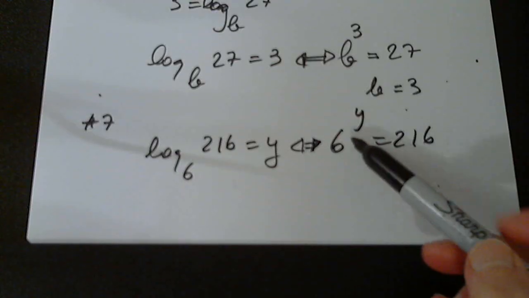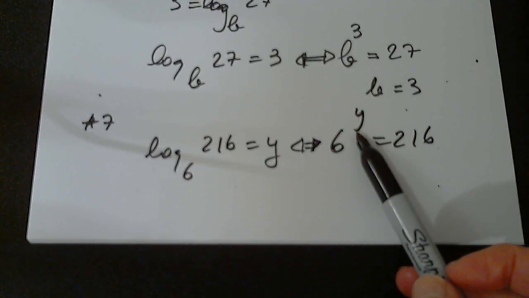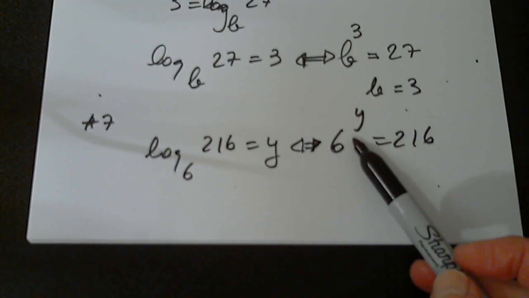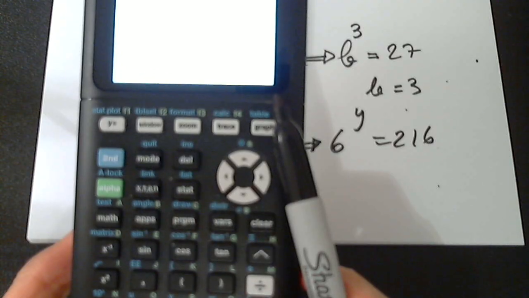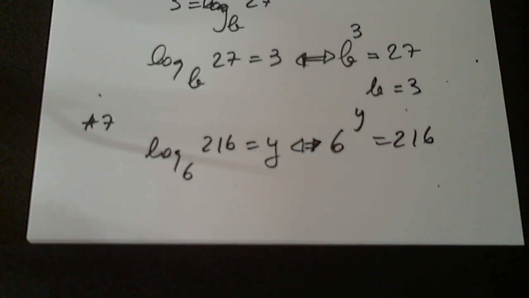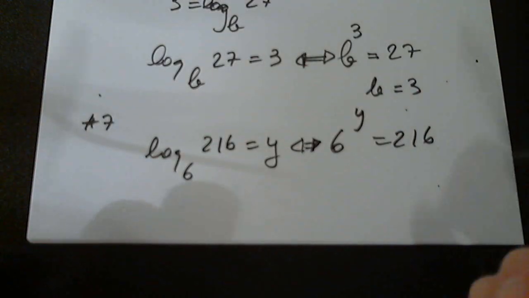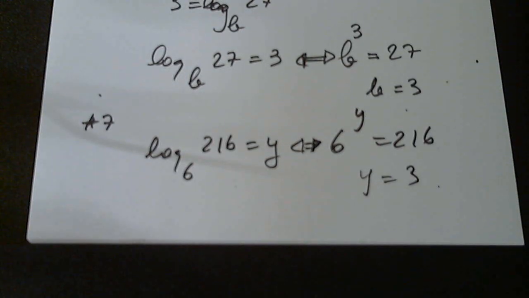So you can check. 6 to the second power will be 36. 6 to the third is 216. So if you want to solve it, there is no need right now, but y equals 3. Good.